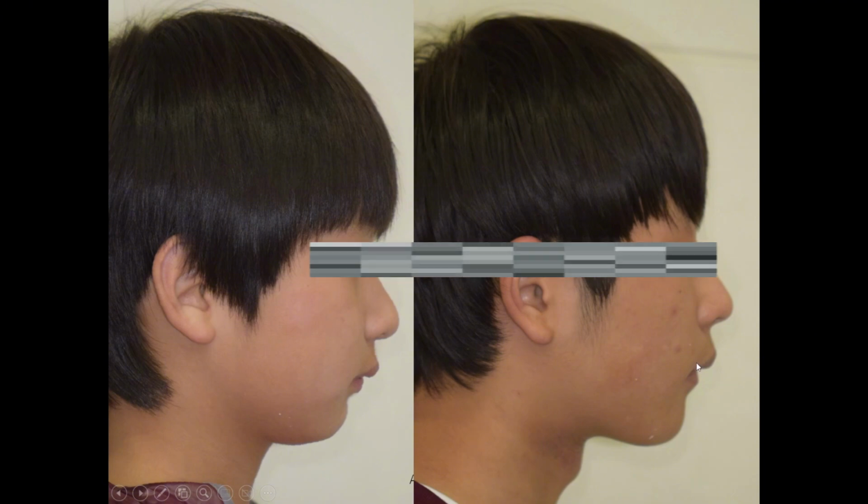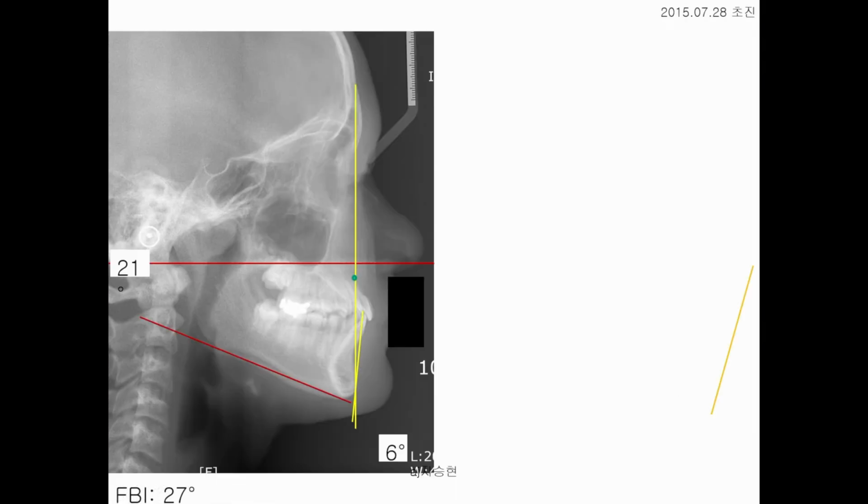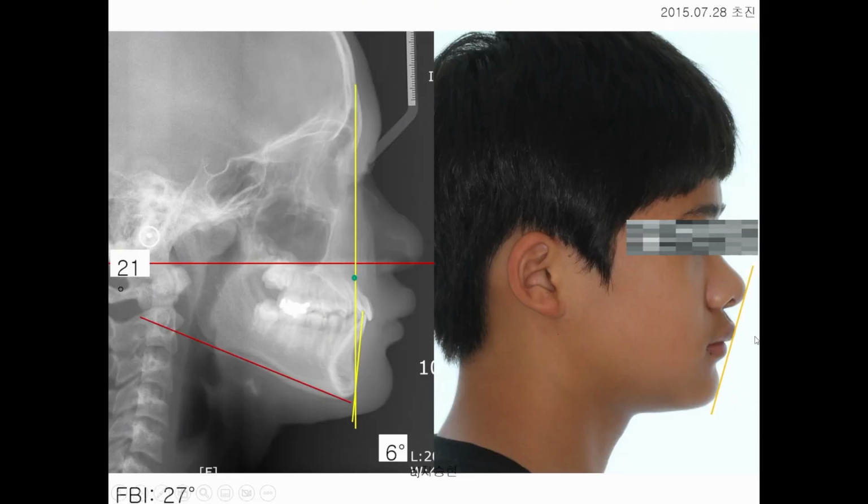This patient, basically labial thickness is too big. So look at labial thickness. So please evaluate soft tissue. Okay?